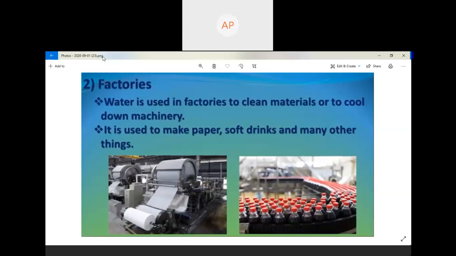Next is factories. How is water used in factories? It is used as a coolant agent. Yes, Mahati, good, for cooling. So due to the constant working of the machines, the machines get heated up. So water is used as a cooling agent to cool down the machinery. It is used in making so many materials like paper, soft drinks, and many other things. So each and every factory requires water. That is why factories are built near the rivers, because they need a large amount of water.